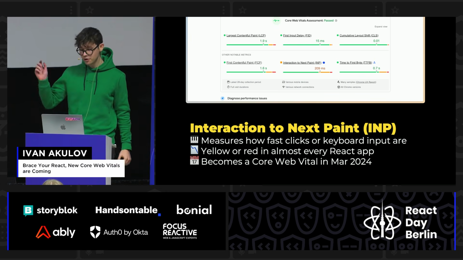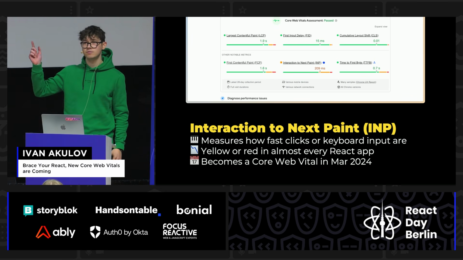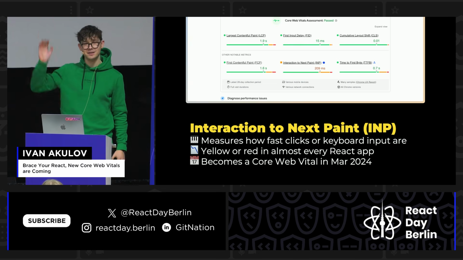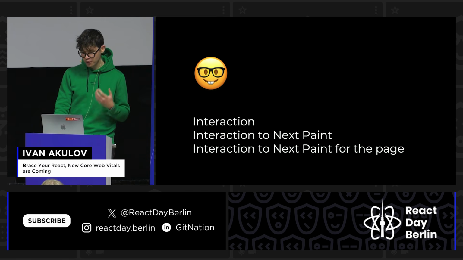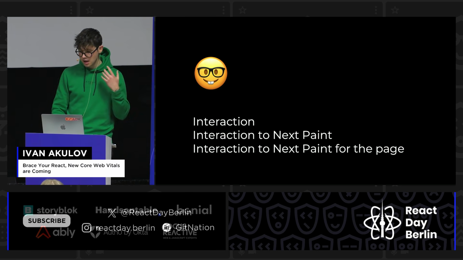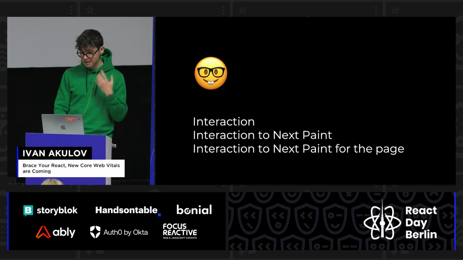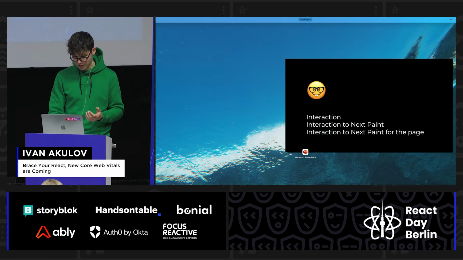Now, who here has worked with this metric before? Has anyone tried optimizing it? I saw one hand. Okay, well, then let's take a really quick dive into theory. And to talk about theory, we need to cover three things: the interaction to next paint, and the interaction to next paint for the page.